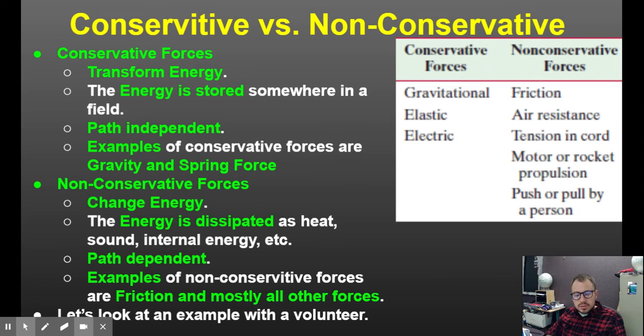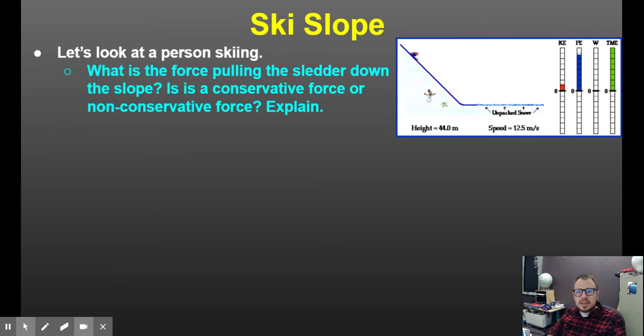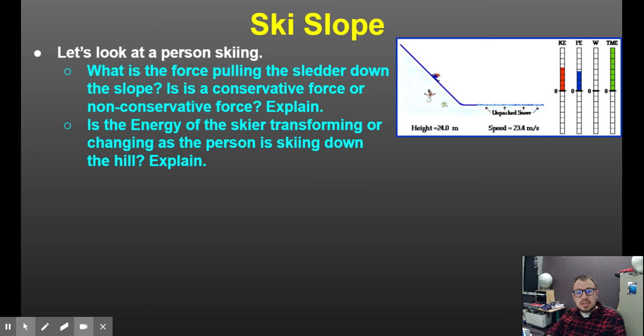In class, we do an example with a volunteer. Let's look at something like a person skiing. What force is pulling the skier down the slope? It's going to be gravity, right? Is it a conservative or non-conservative force? It's a conservative force because, notice that as that person is going down the hill, the total mechanical energy, that green bar, does not change. Now let's look at that bottom one. Is the energy of the skier transforming? It's going to be transforming, because conservative forces transform that energy.